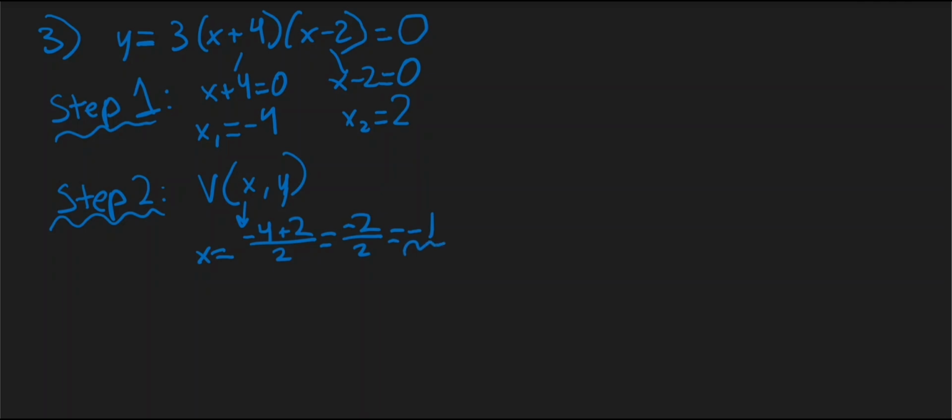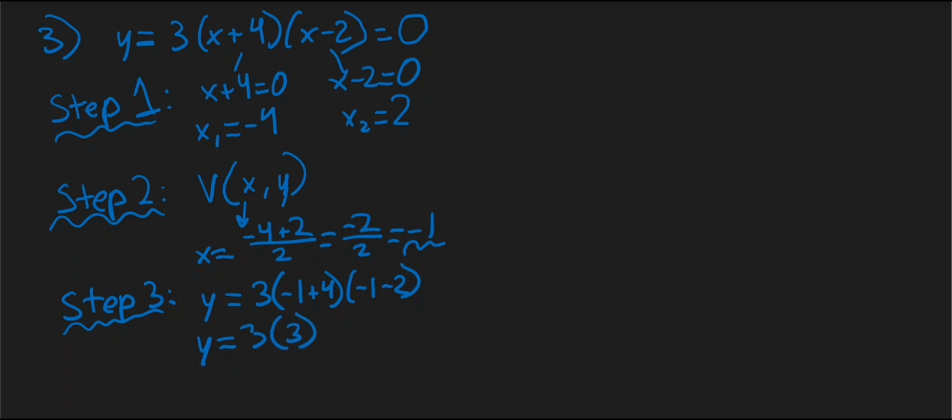Once we know what the value of x is, let's plug it in for every x in the original function in step 3 to get the value of y for the vertex. So y would be equivalent to 3 times negative 1 plus 4 times negative 1 minus 2. That gives us 3 times, negative 1 plus 4 would be a 3, and negative 1 minus 2 would be a negative 3. And it's an overall negative symbol, and 3 times 3 times 3 would be a 27. All right, so we now know what the value of x and y would be for the vertex. It's at negative 1, negative 27.